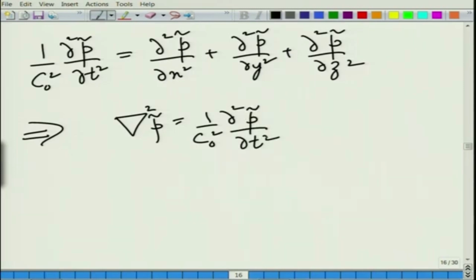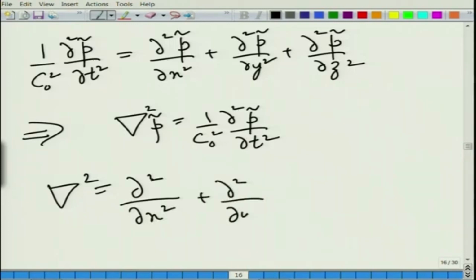Your familiar wave equation in full 3-dimensional coordinates, where del square is nothing but the Laplacian operator in the 3-dimensional Cartesian coordinate system, remember. So, we have finally arrived at the 3-dimensional wave equation, but without a flow.